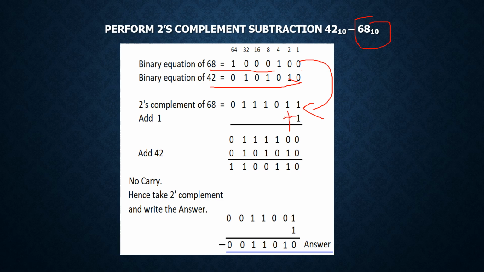When you are adding 1 plus 1, it is 0. Again 1 will go to the carry. 1 plus 1 is 0. Again 1 will go to the carry. 0 plus 1 is 1. Whatever value is present, it will be written as such.